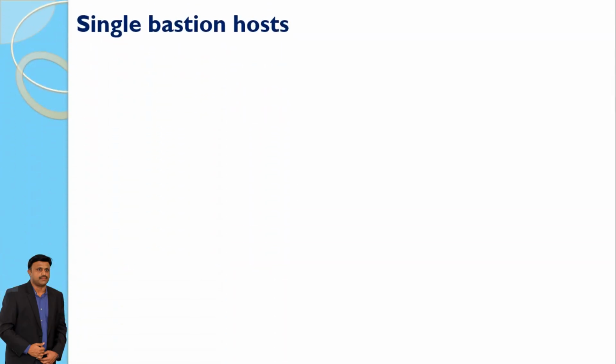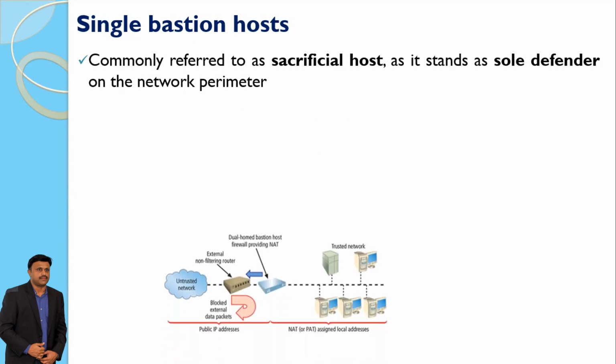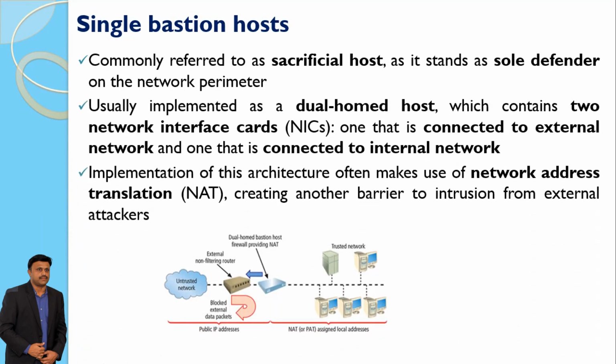Single bastion hosts, often referred to as sacrificial hosts, act as the sole defenders on the network perimeter. They typically have two network interface cards, one for external and one for internal networks. This setup often uses network address translation to add an extra layer of security against external attackers.